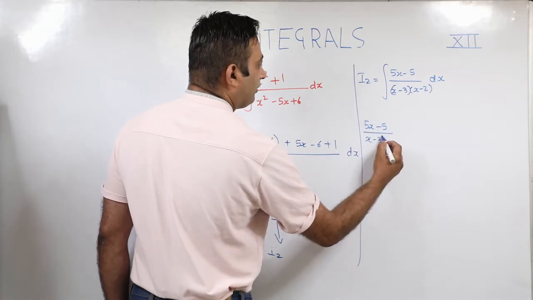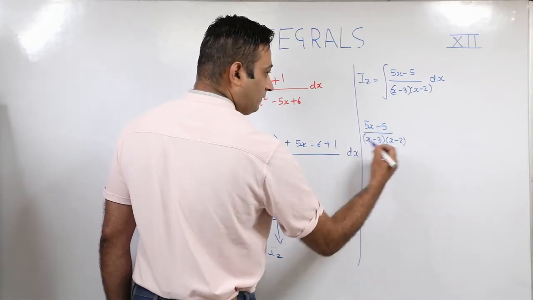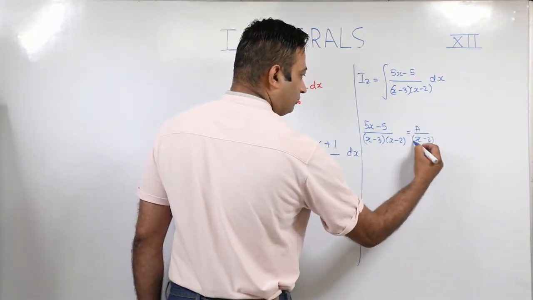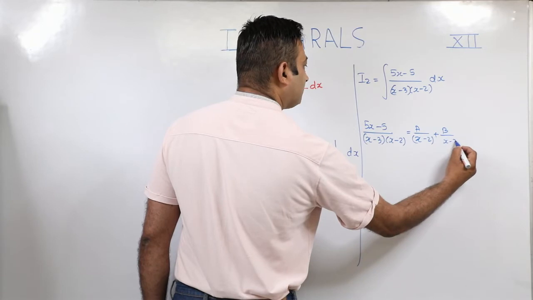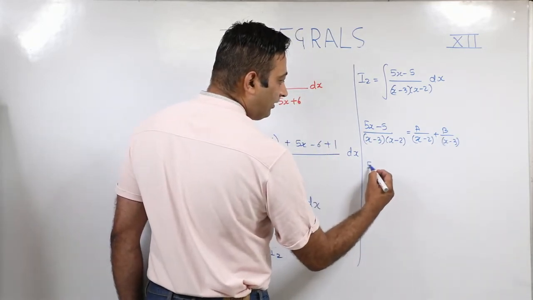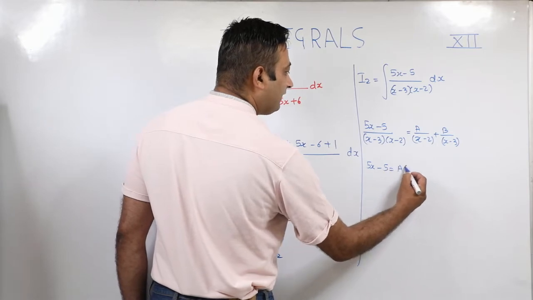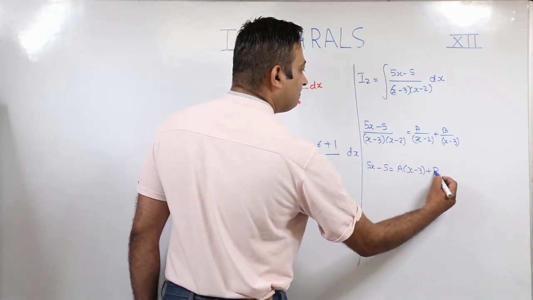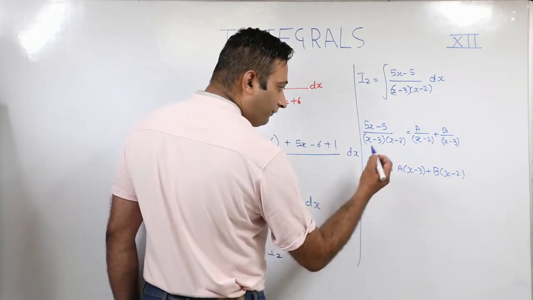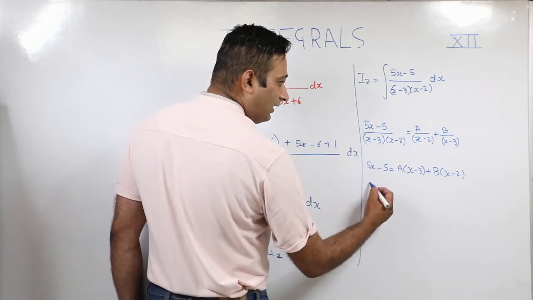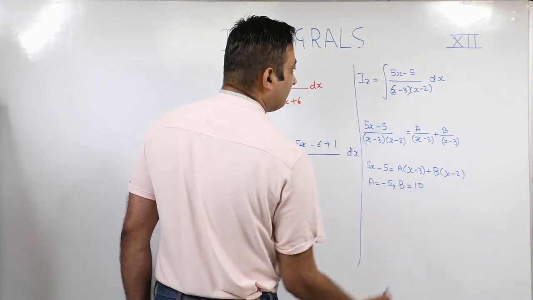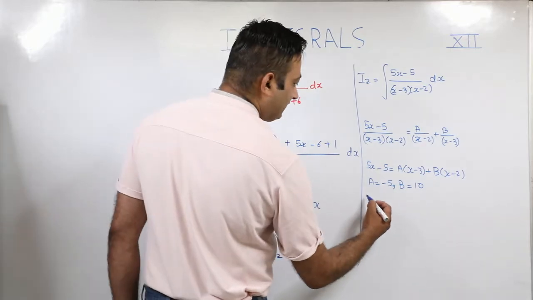(5x − 5)/((x − 3)(x − 2)) can be written as a/(x − 2) + b/(x − 3). Now, by cross multiplying this, we get 5x − 5 = a(x − 3) + b(x − 2). Again, comparing the coefficients of x and the constant term on both sides, we get a = −5 and b = 10. We'll use this to find the integral I2.